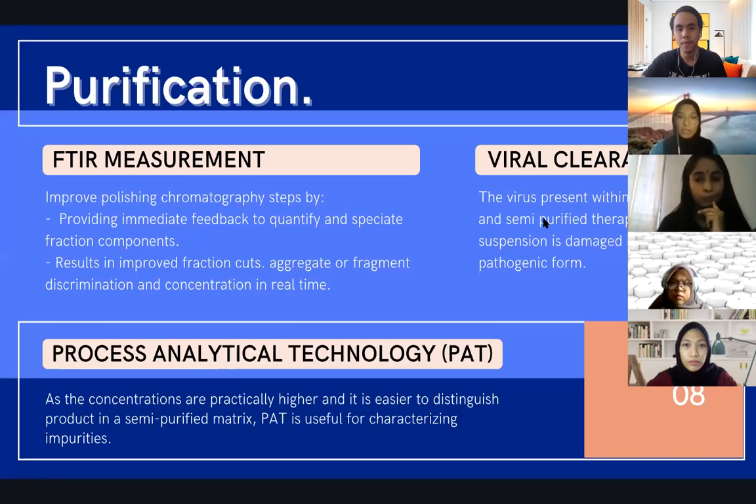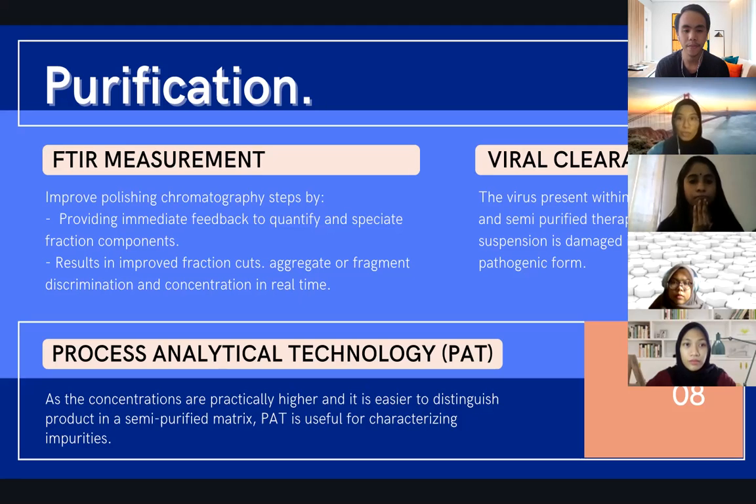Thank you, Shanghami, for the presentation. Now we move to purification. Purification involves FTIR measurement, viral clearance, and process analytical technology. FTIR measurement is used to improve elution chromatography steps by providing immediate feedback to quantify and speciate each fraction's components. The result is improved fraction cut, aggregate and fragment discrimination, and concentration in real time.